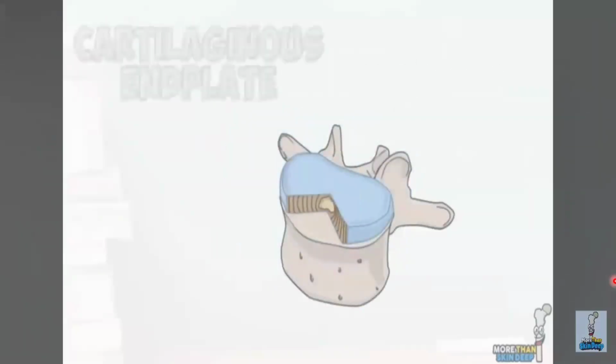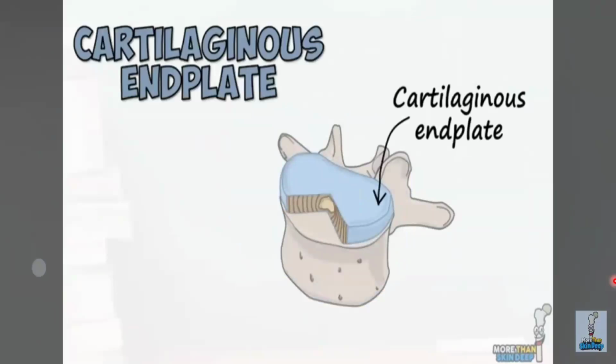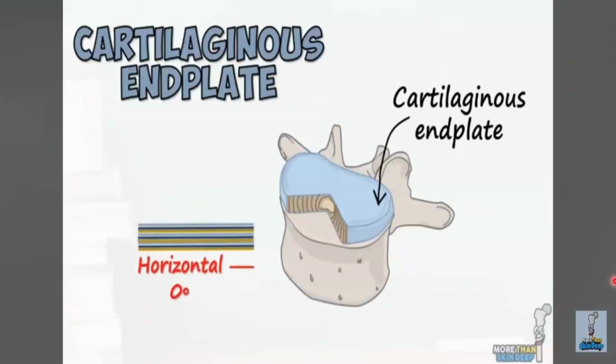Lastly, the cartilaginous end plate is composed mostly of horizontally arranged collagen fibers at the interface of the disc and its adjoining vertebral bodies. These end plates play an important role during growth, as most of the nutritional supply to the disc diffuses across them. However, in the adult, calcification of these end plates eventually leads to the devascularization of the disc.